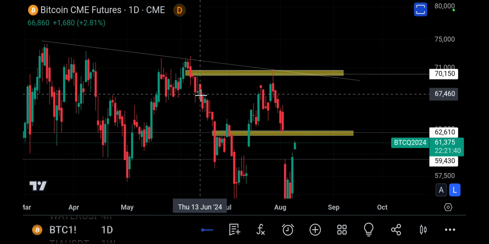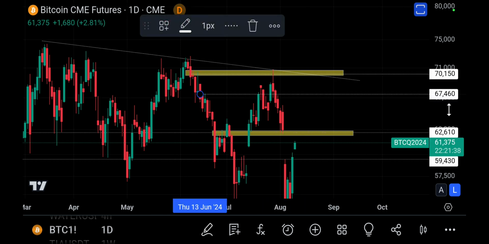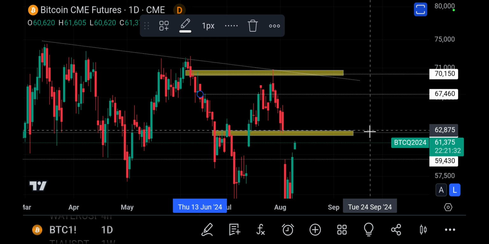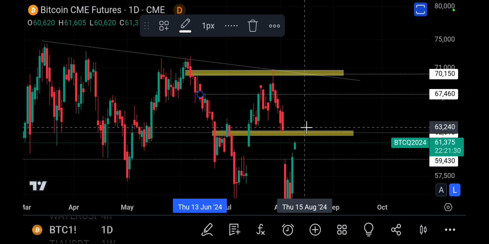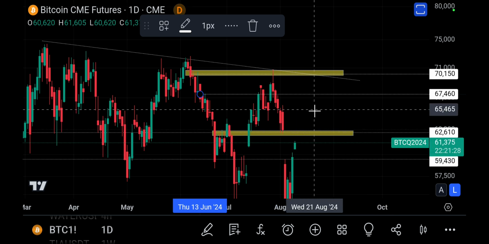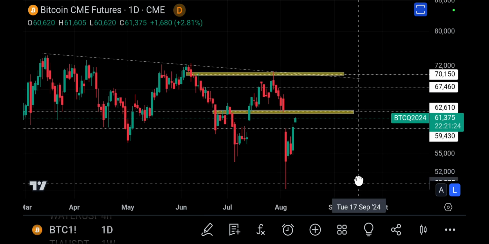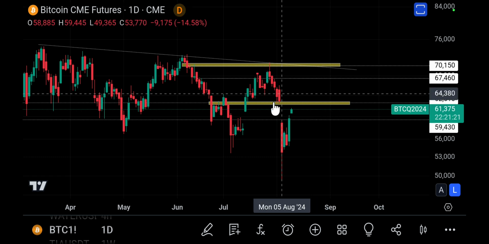Okay, so let me just put this range here from 67 to 70. That's if we break 62, but there's a high probability we're going to break 62. Once we break 62, we need to be very careful.